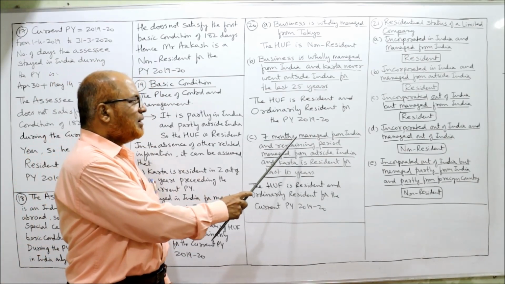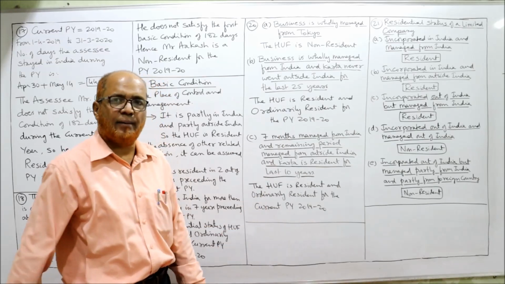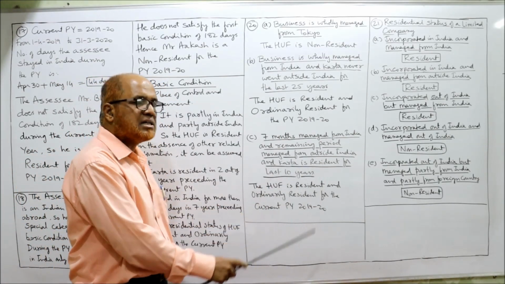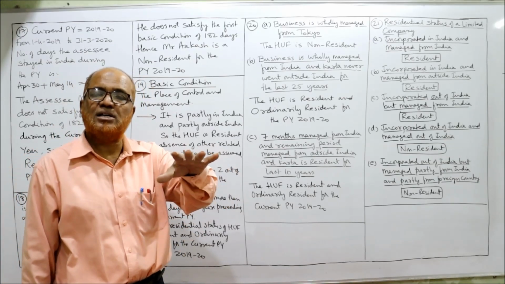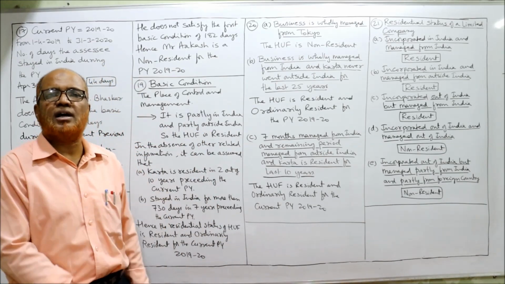Third case, 7 months managed from India and the remaining period managed from outside India. Partly in India, partly outside India. And the karta is resident for the last 10 years. For the last 10 years, the karta is fully resident in India. That means he satisfies both the additional conditions.